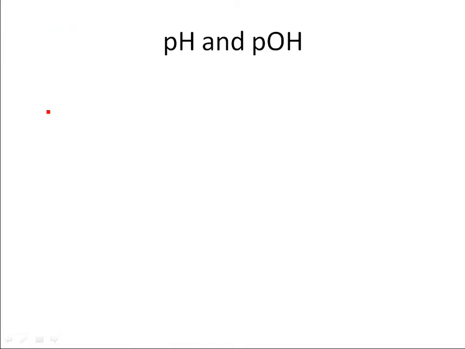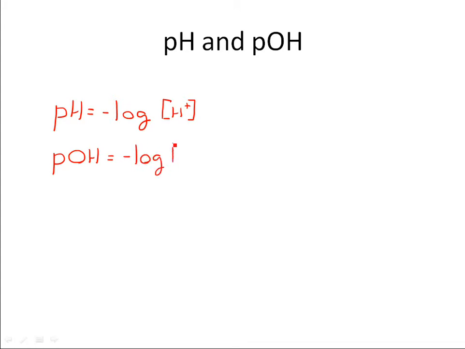Okay, let's look at the pH and the pOH. So pH equals the negative log of the H+ or hydronium ion concentration, and pOH equals negative log of the OH- hydroxide ion concentration.